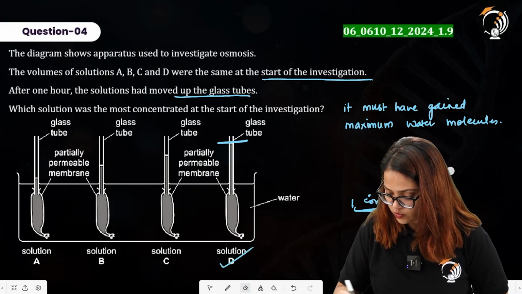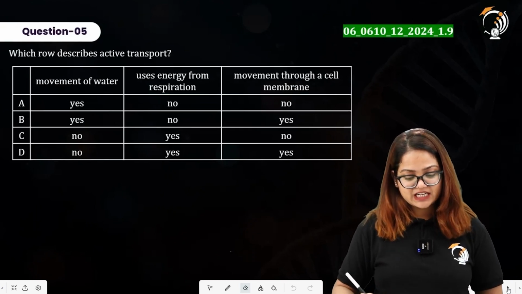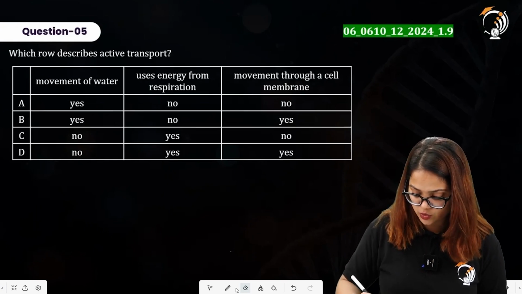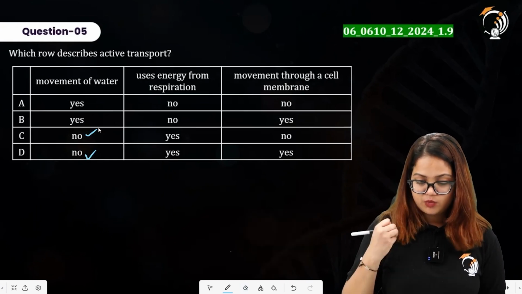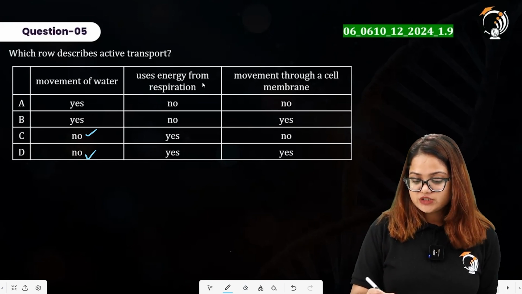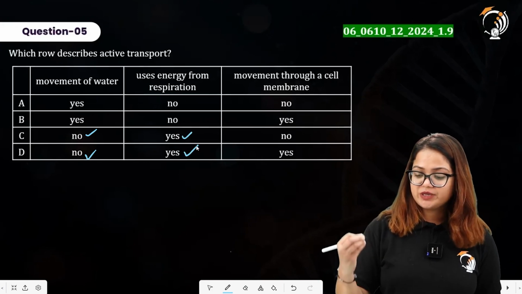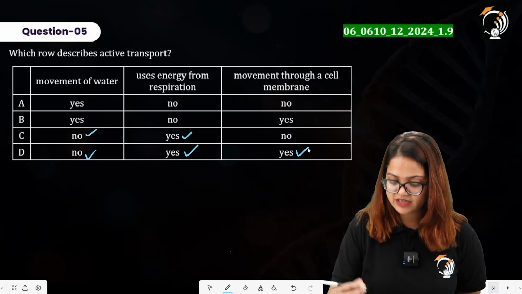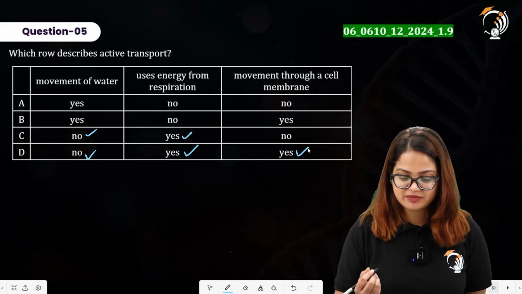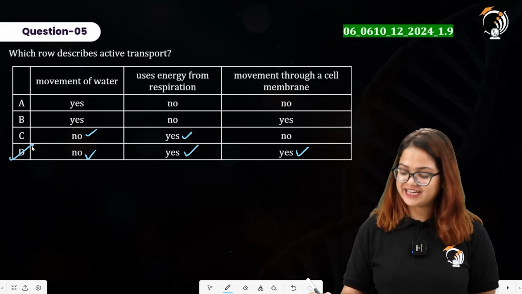Now moving toward question number 5, which says which route describes active transport. Is there movement of water? So this should be no over here. Water follows the passage of diffusion. Energy used from respiration, yes, energy is utilized by the process of respiration. Movement through a cell membrane, yes, a cell membrane is also required for that. And since the cell membrane is a partially permeable membrane, we have option D here as the right answer.